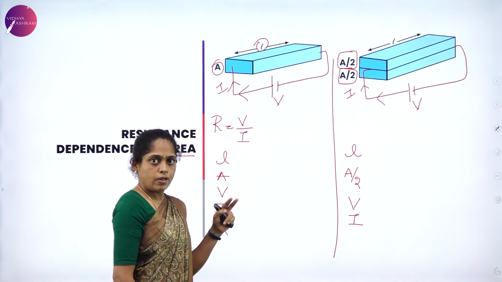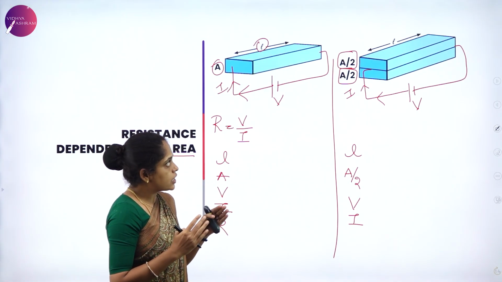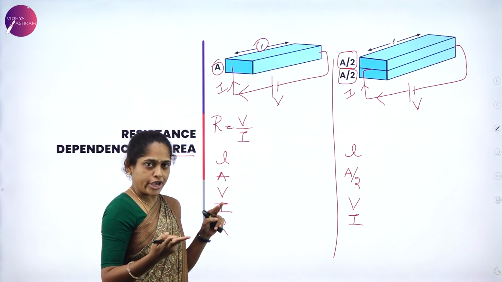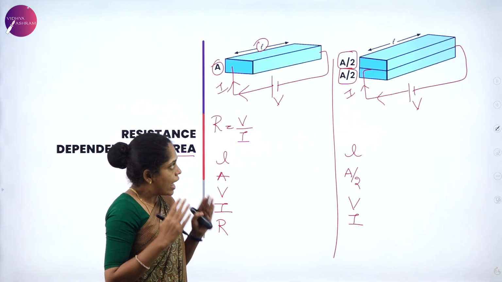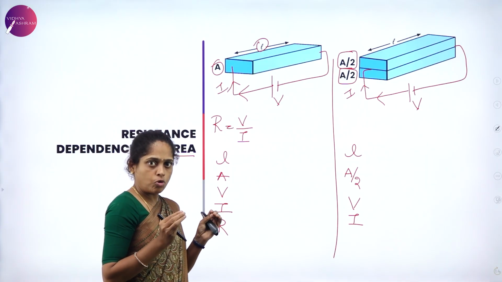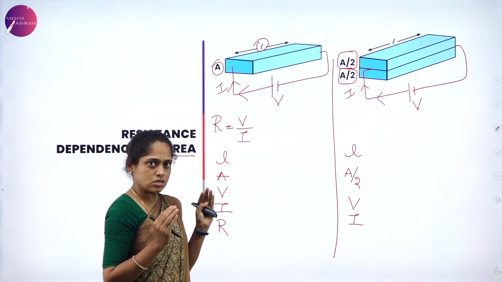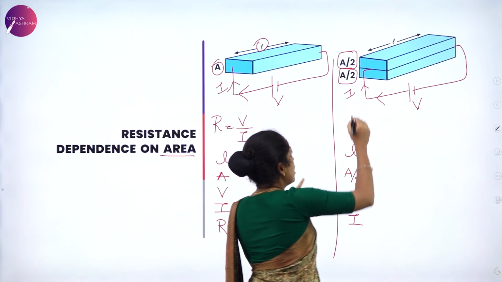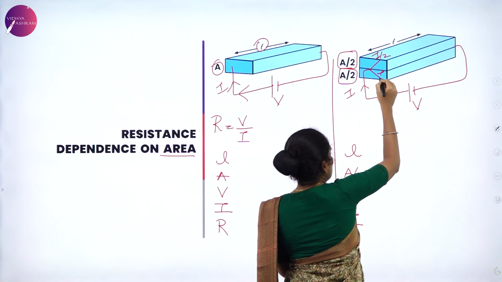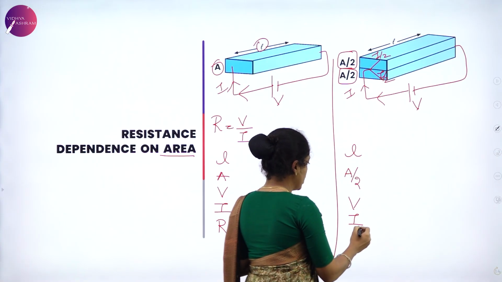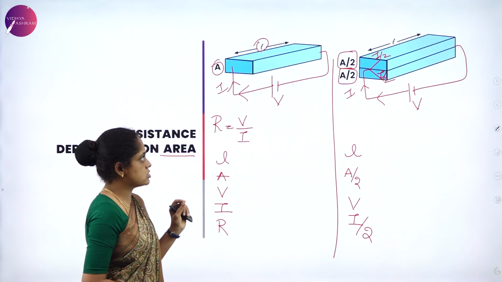Now observe here, these two pieces of the conductor are connected between the same 2 points, nothing but a parallel combination. As they are connected between the same 2 points, across the 2 conductors the potential remains the same, but the current divides into I by 2, I by 2. So current changes in this case.